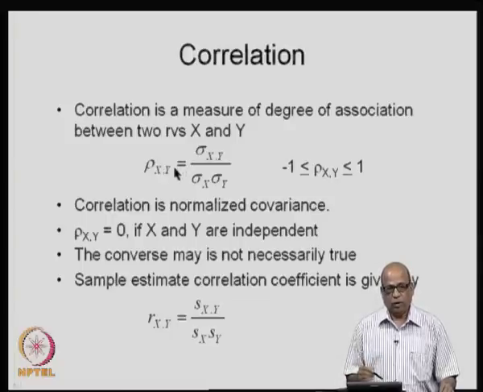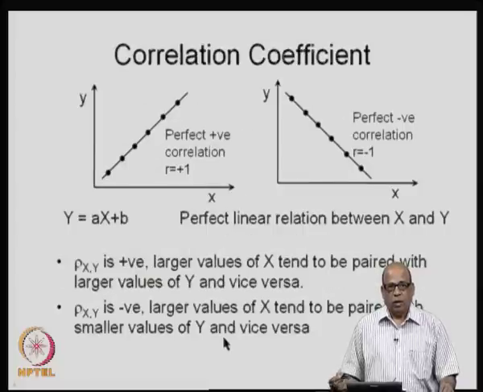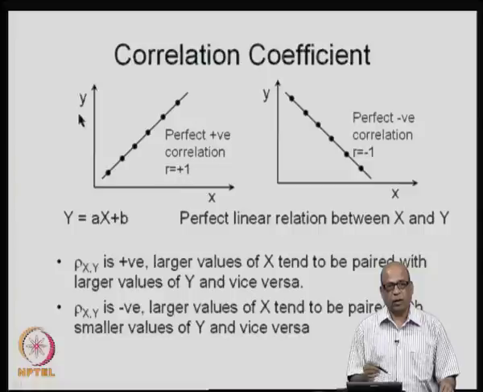So, from this definition, we get the sample estimate of the correlation as R x comma y is equal to the sample estimate of the covariance, which is S x comma y, divided by the sample estimate of the standard deviation S x and the sample estimate of the standard deviation S y. If we have a perfect correlation, that means R is equal to 1, or rho x y between two variables x and y is 1, this indicates that all the observed values will lie on a perfect straight line.